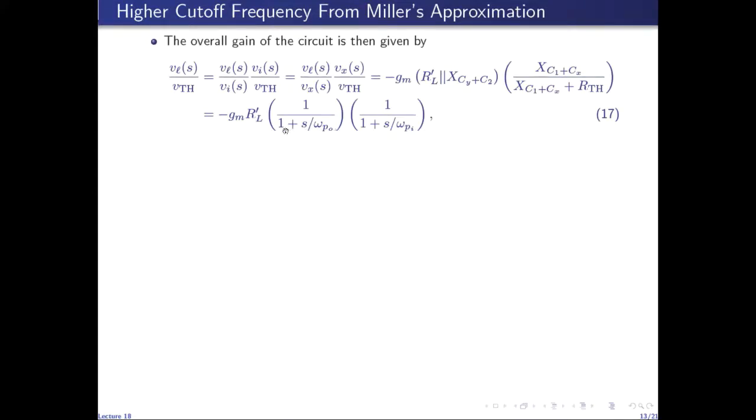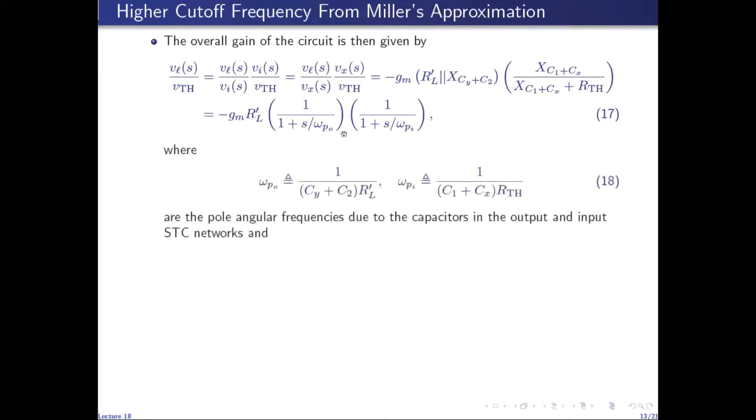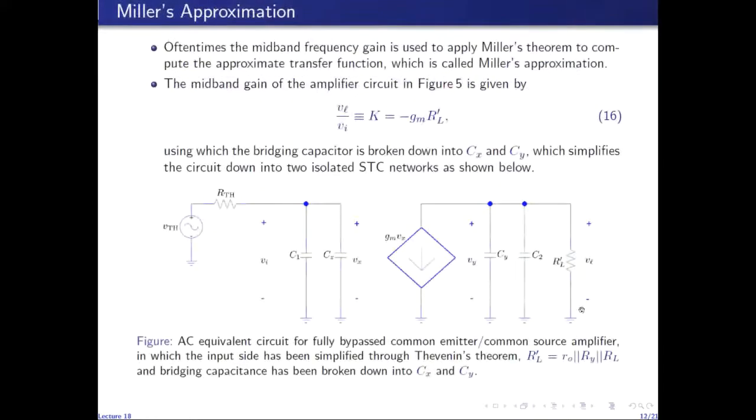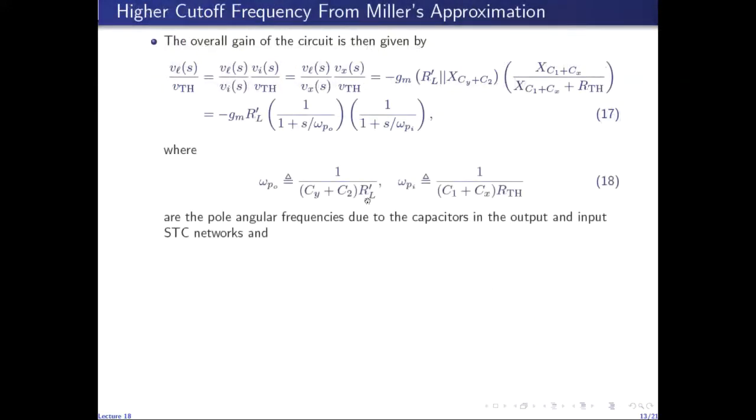This is the response of the output STC network, and this is the response of the input STC network, in which omega P0, which is the pole frequency due to the output STC network, is given by the equivalent capacitance times RL prime. Similarly, omega P1 is given by the equivalent capacitance on the input side times R Thevenin.